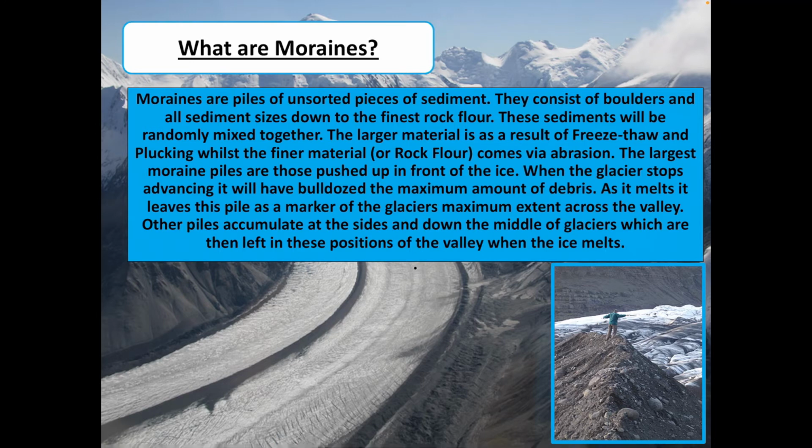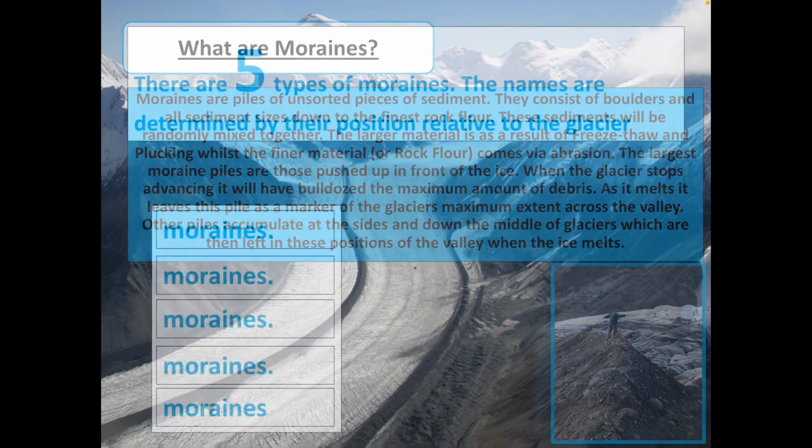The largest moraine piles usually build up in front of the ice. You might remember the process of bulldozing from a few lessons ago, and as the ice advances, it pushes all of that debris in front of it. And indeed, when the glacier melts, it leaves large amounts of material at its snout, and they extend for large areas across the valley. We sometimes get piles of material accumulating down the side or the middle of the glacier, as we can see in this image here. And then when the glacier melts, that material is just left where it was standing.